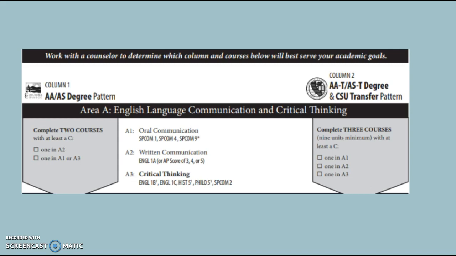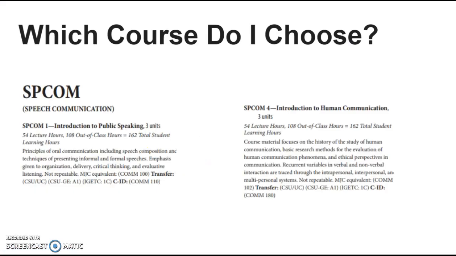So we have these different courses that we can choose from to fulfill each area. How do we know which course we want to take? Well, looking at Area A1, we can choose from Speech Comm 1 or Speech Comm 4. What we're going to want to do is look at the course description. So I flipped to page 235 in the Columbia College catalog, and now I'm going to read the descriptions.